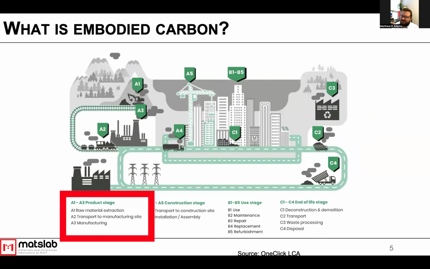When we're talking about embodied carbon, technically embodied carbon is looking at the amount of emissions associated with the entire life cycle of a product. So from the time raw materials are extracted up until it's disposed of.